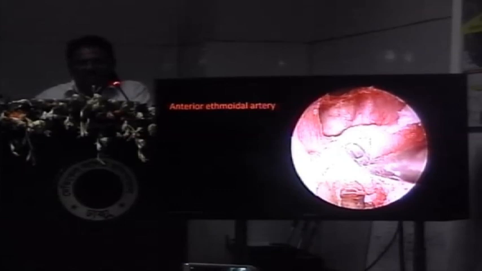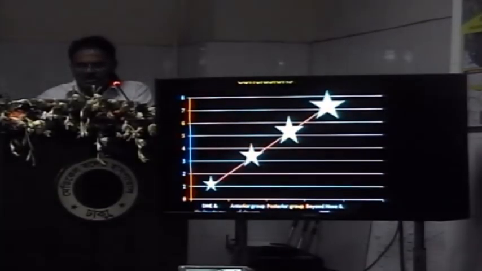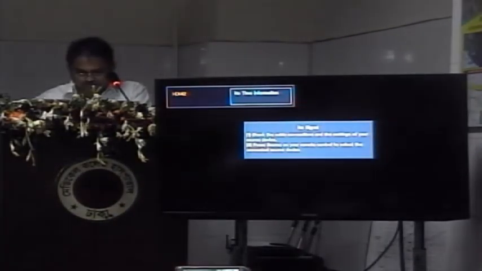Okay, and this is the anterior ethmoidal artery. I told you this is the supraorbital pneumatization. This is the ethmoid crest. Okay, 2 mm behind is the anterior ethmoidal artery. So you should remember this anatomy very well. You should do more dissections. Okay, with that you will be able to do endoscopic sinus surgery effectively.